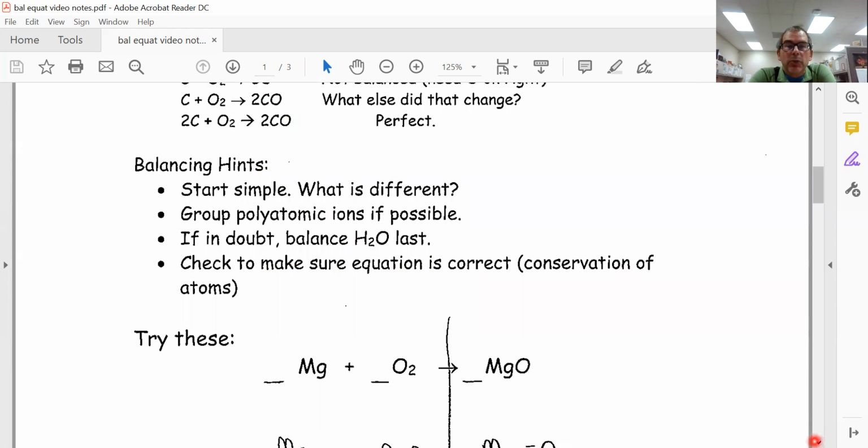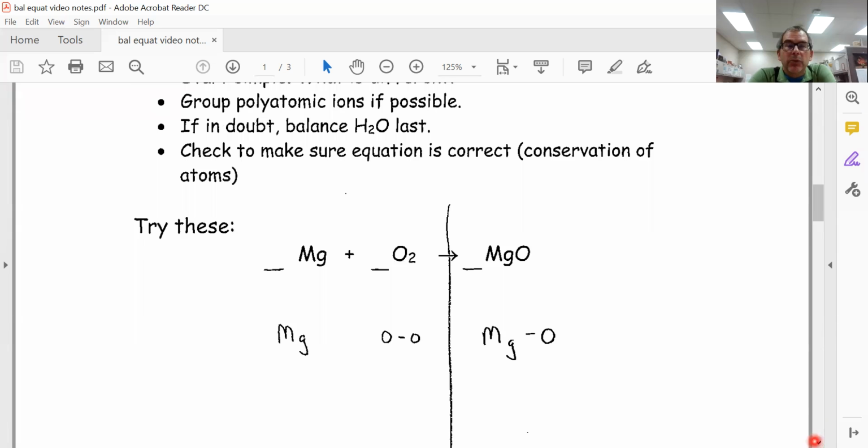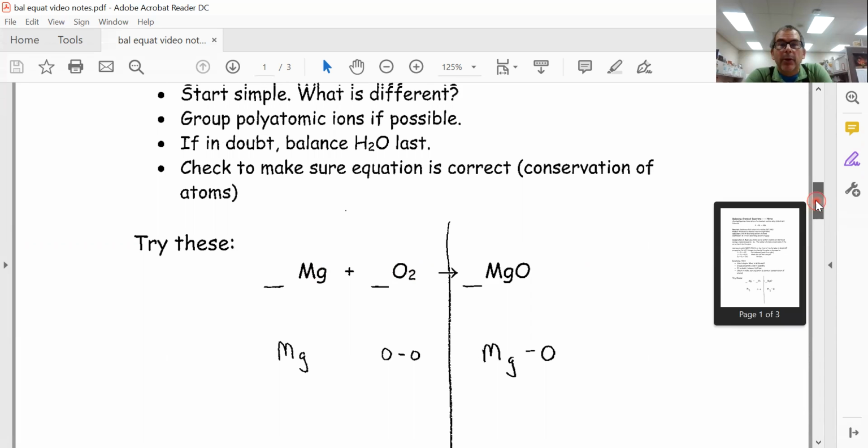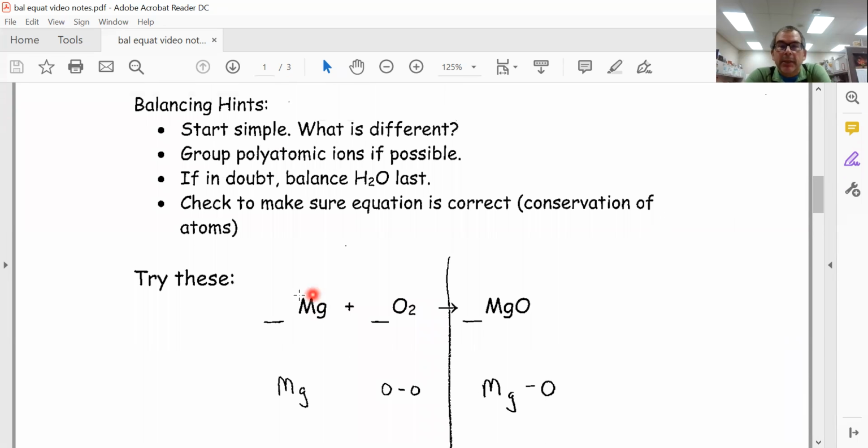So let's go to this one right here. And this one says Mg plus O2 forms MgO. I'm just going to scroll back up here a little bit. And I look at this and say, oh, the Mg's are the same, but the O2 is different. So I can't change my chemical formula. I can't put a 2 right here. But what I can do is change how many Mg's I have. So I'm going to put in a 2 right here, telling me I have 2 MgOs.